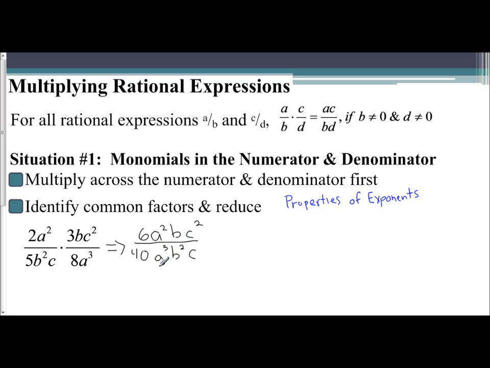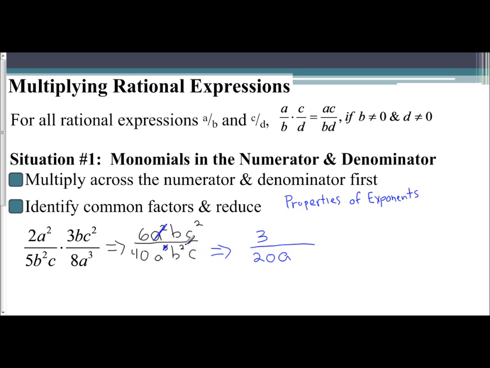Now that you have one term, we can simplify. Simplify the coefficients like they're a fraction. 6 over 40 is going to become 3 over 20. You have a squared over a cubed, so you have 2 a's in the top, 3 a's in the bottom, so these two can cancel out, and you're left with 1a in the bottom.